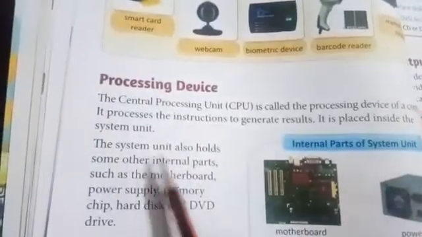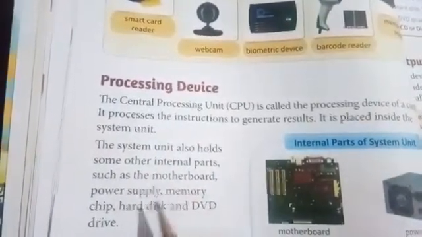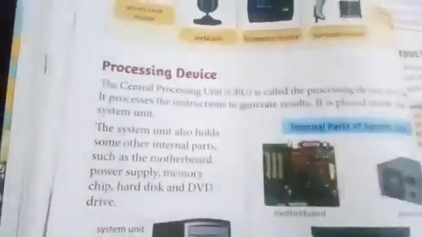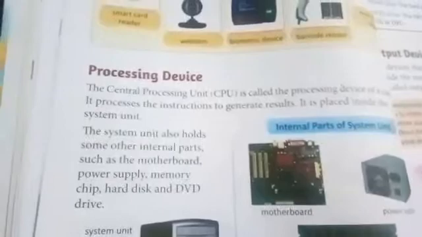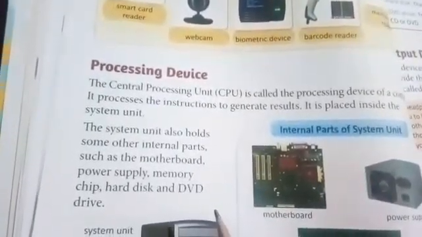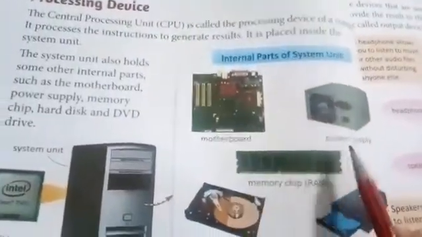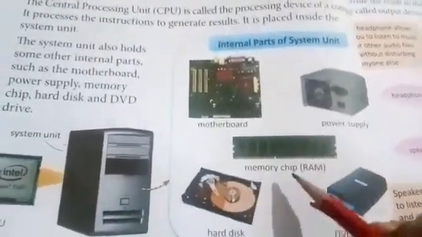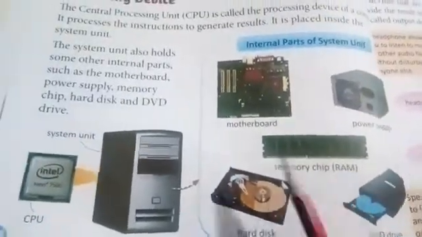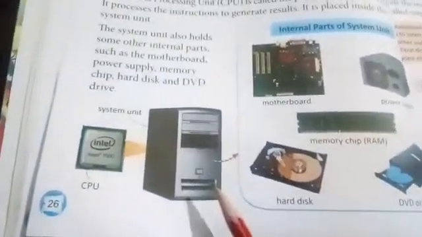The system unit also holds some other internal parts such as the motherboard, power supply, memory chip, hard disk and DVD drive. So the internal parts of the system unit are motherboard, power supply, memory chip, hard disk and DVD drive. All these are the internal parts of the system unit, and this is our system unit.